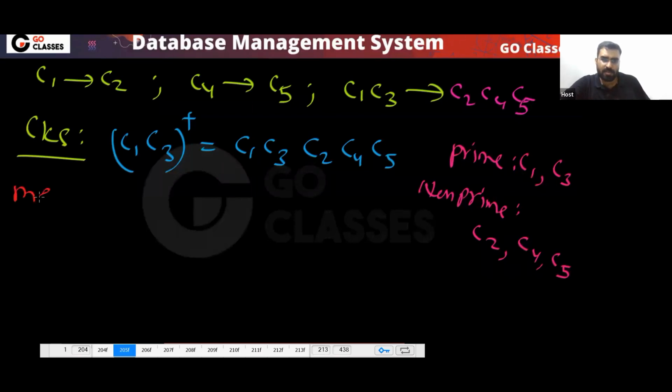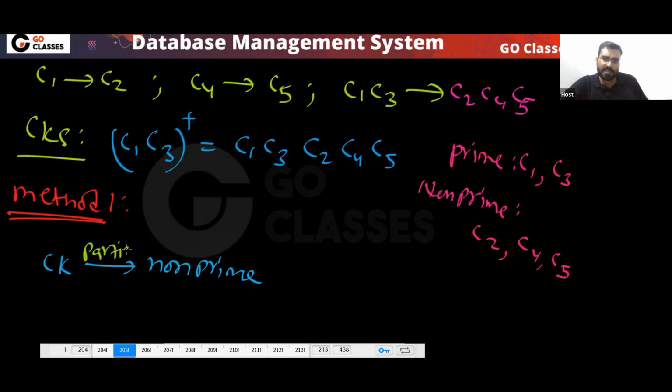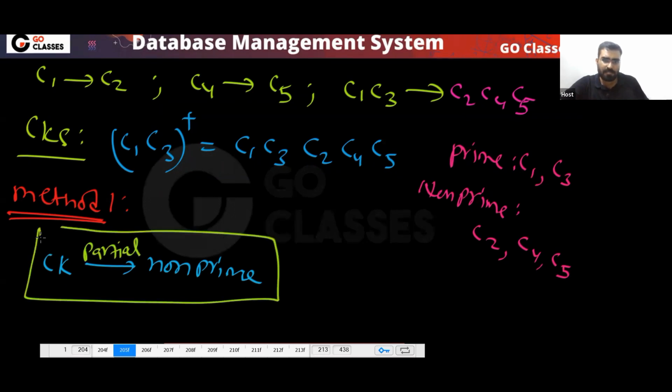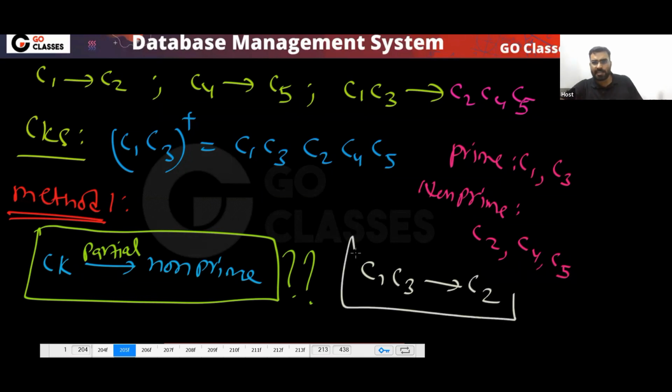Okay, method 1. Method 1 is candidate key determining non-prime. Does it happen partially? Do we have this? Yes, there is, because C1 determines C2. This is partial.